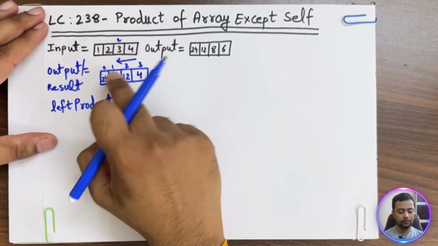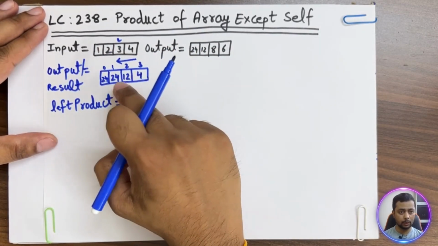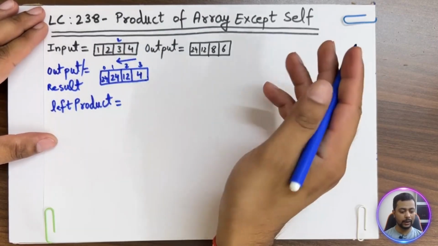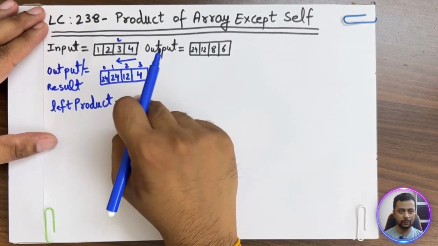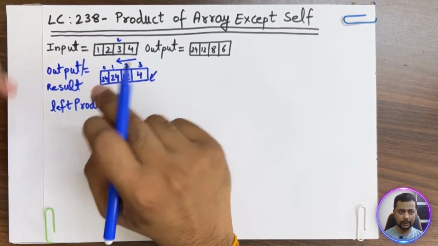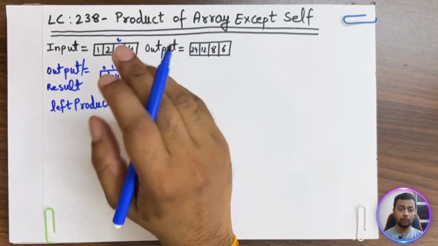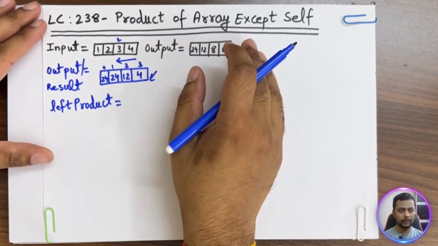So now you already have the product values of all elements to the right in the result array. These intermediate values that you have, using this array you can very directly see the product of all elements to the right of any particular index.